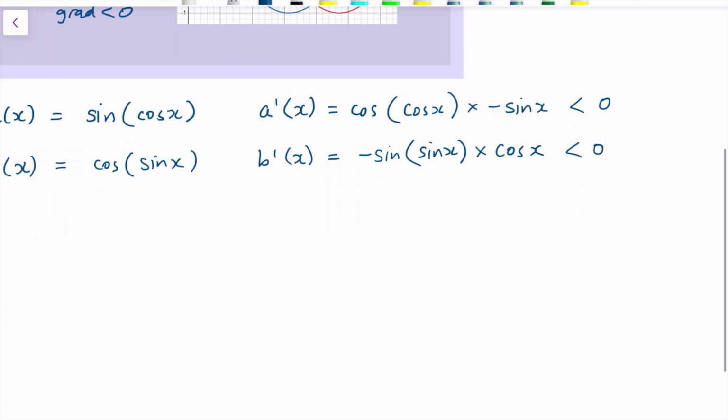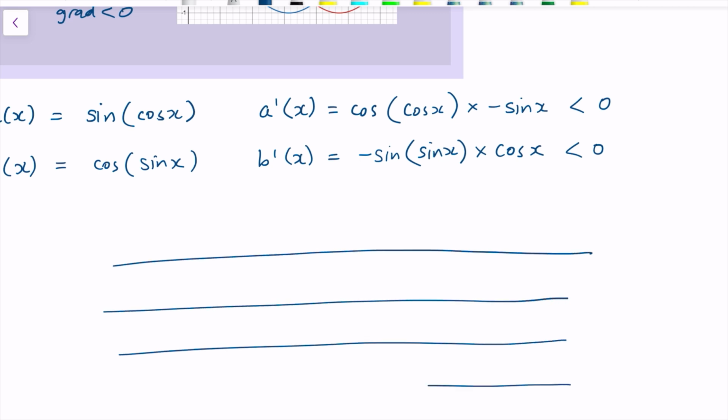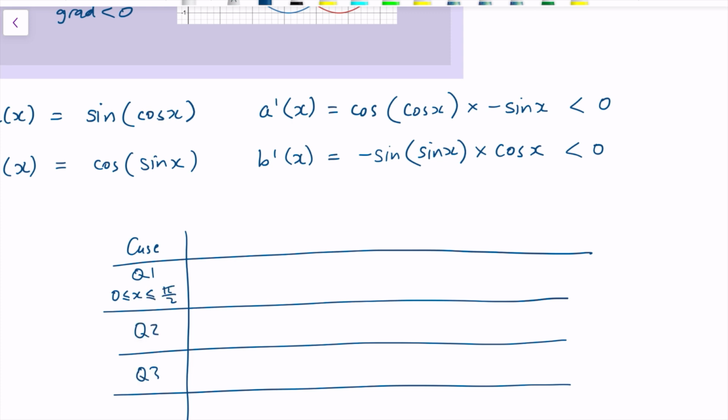Okay, I think it's easy to set up some sort of little table here and split the x values across the four quadrants. So if I make a table, probably should have used a ruler, but never mind. Case 1 is the first quadrant, Q1, so x between 0 and pi over 2, and then we've got Q2, Q3, and Q4.